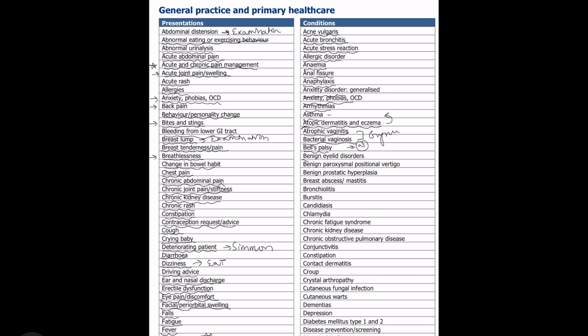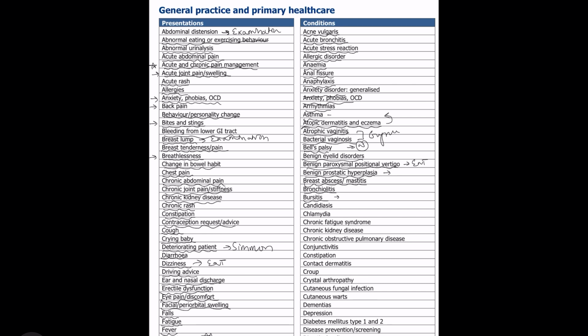Bell's palsy, neurological cases, facial deviation on one side. Benign eyelid disorders. Benign paroxysmal positional vertigo, ENT. Benign prostatic hyperplasia, this usually comes in the form of a patient requesting PSA testing. Breast abscess, the patient comes with discharge from the nipple or redness over the breast and pain. Bronchiolitis. Bursitis, this is the inflammation of the bursa, usually involving the knee.